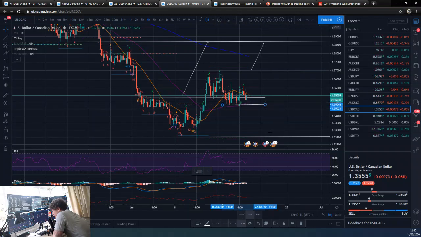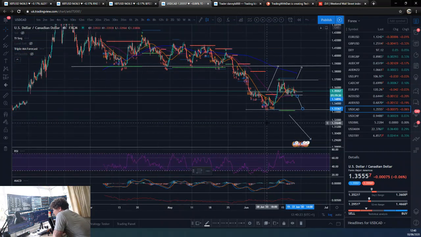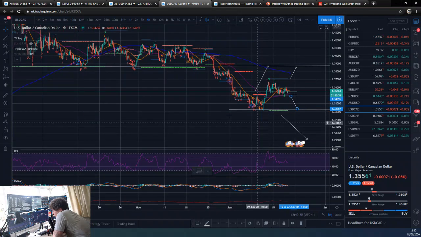We are coming down to this level. This would clearly be the target, and then it's a case of, does that support us, or do we just drop off the face of the earth? This isn't a long-term downtrend. This is a larger time frame downtrend.